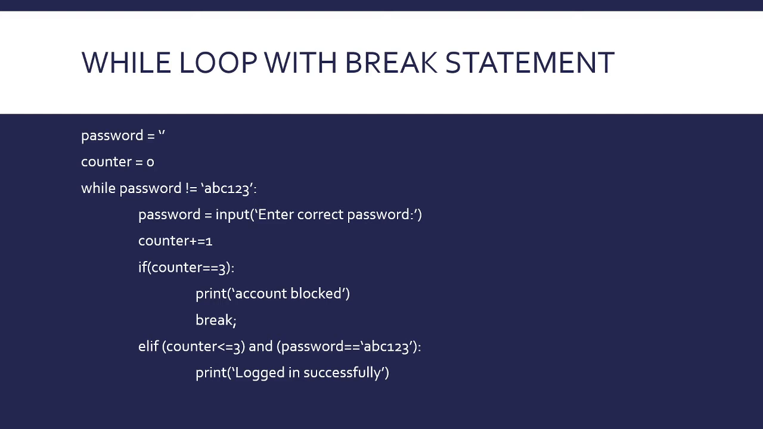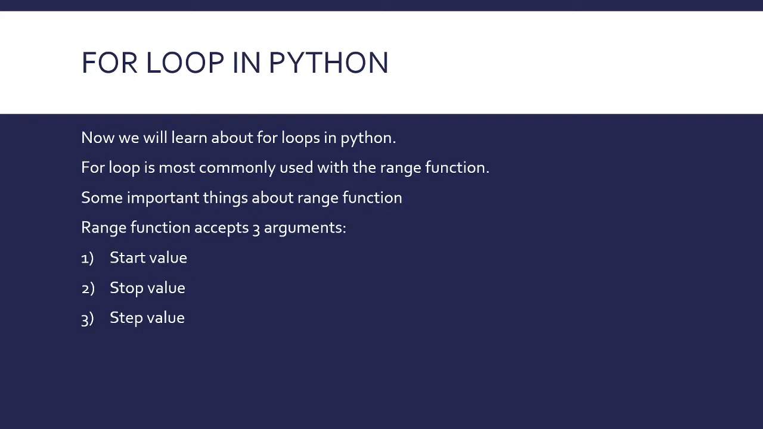So in today's video I will show you how to use the for loop in Python. The for loop is mostly used with the range function. Some important things about the range function are that it accepts three arguments. The first one is the start value, the second one is the stop value, and the last one is the step value.